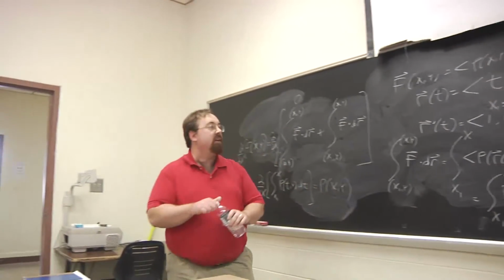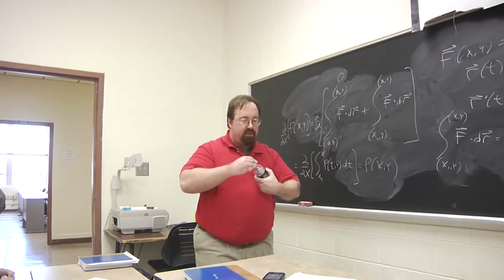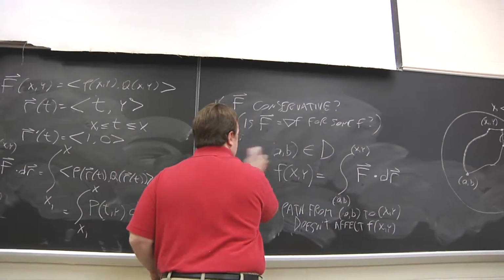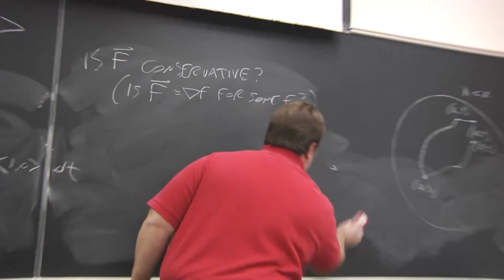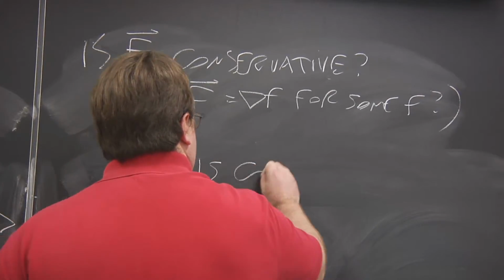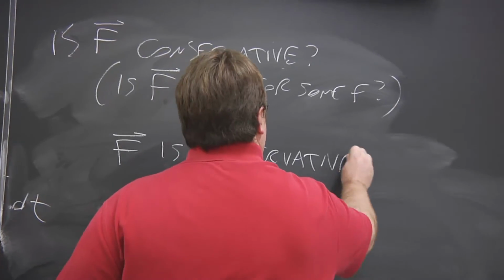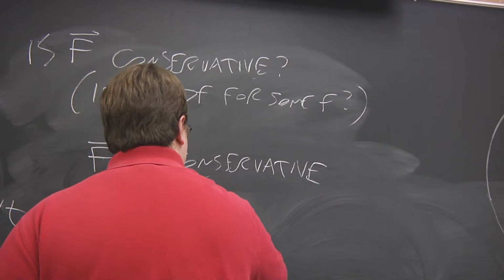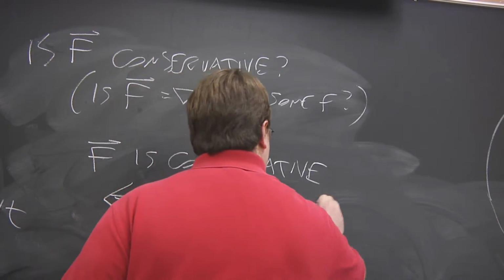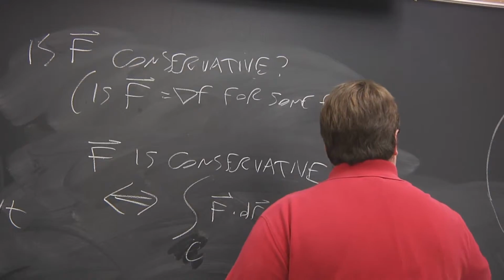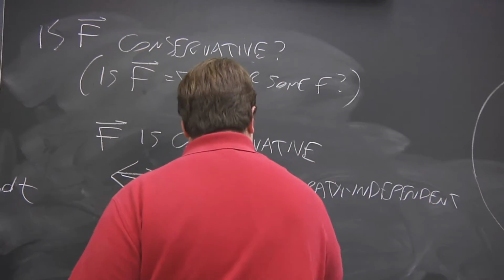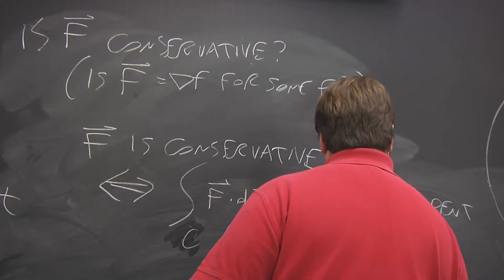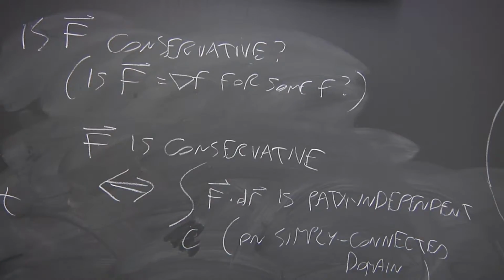All right. So to summarize, F is conservative if and only if its line integral is path independent, on a simply connected domain.